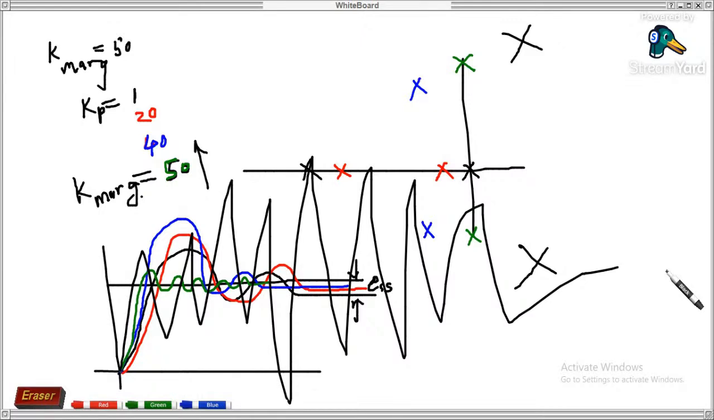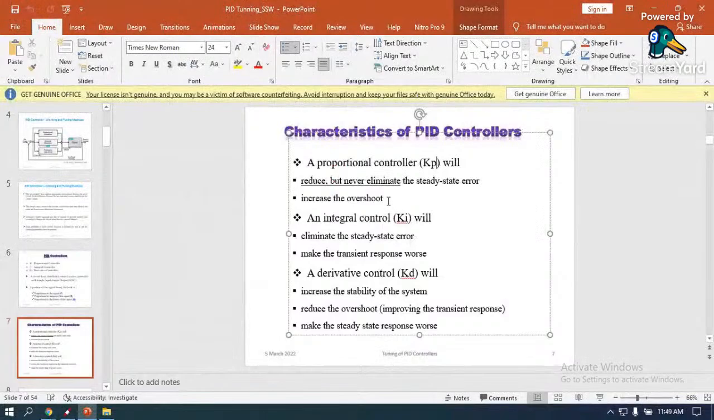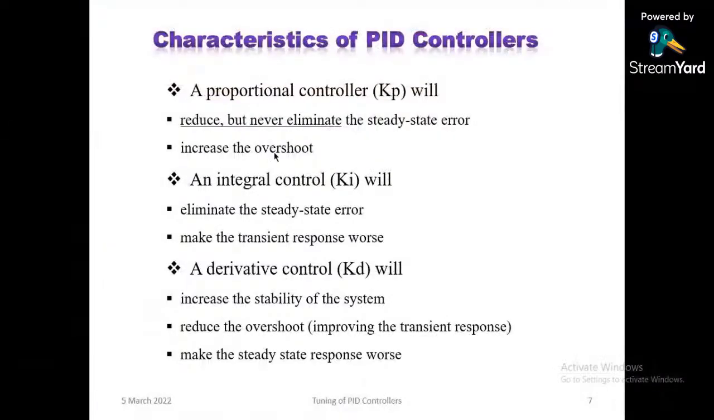Right? So the proportional controller will reduce but never eliminate the steady state error. The disadvantage is that it increases the overshoot, and we cannot increase the value of gain K, the proportional gain Kp, beyond K marginal, or else the system will become unstable. Okay. Now next is the integral controller.